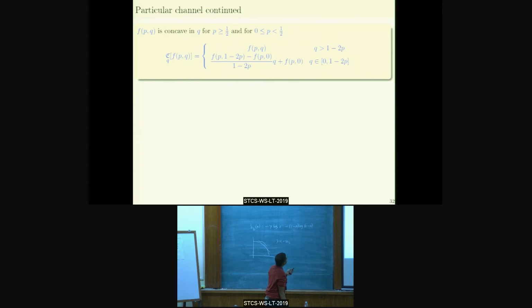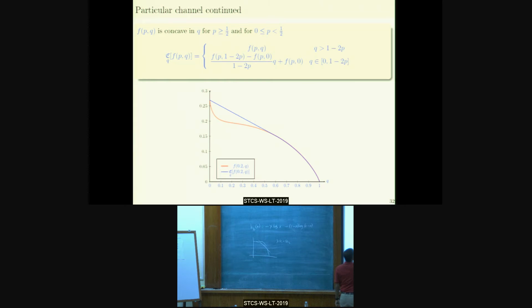So it turns out that you can explicitly compute the upper concave envelope. It's either fpq when q is bigger than 1 minus p, or it's given by a line segment which connects 2 points. So the picture is exactly like this. Here the things are so nice that we can explicitly compute this, so there's no numerical error.